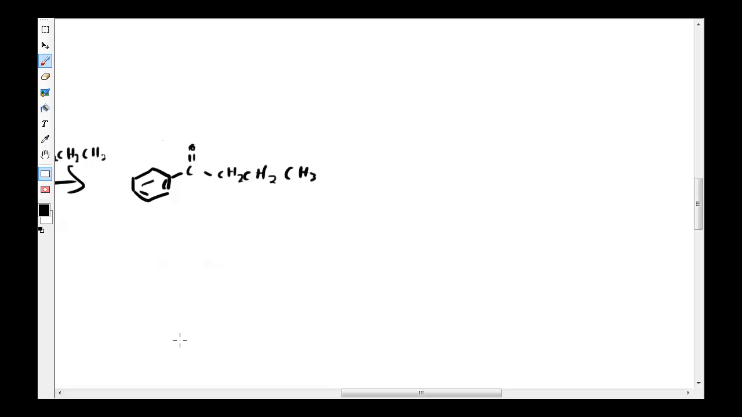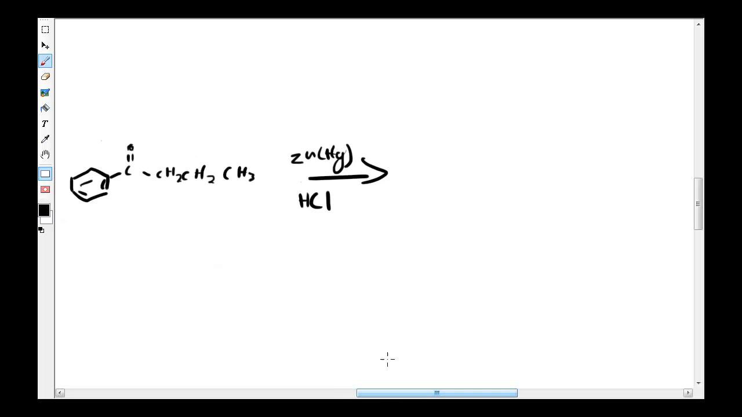Now there are 2 ways that we can turn this into a total hydrocarbon, and they're called the Clemmensen reduction or the Wolff-Kishner reduction, and they do the same thing, both of them. It's just different reagents. Personally, I like the Clemmensen because it's easier to write. So I'll show you. If you just add zinc, mercury, and HCl, it will reduce that ketone, and you'll get a total hydrocarbon chain.